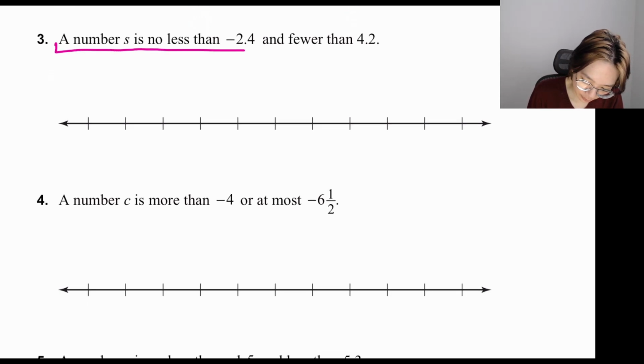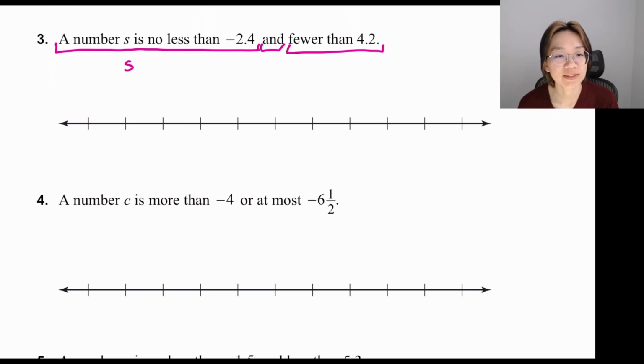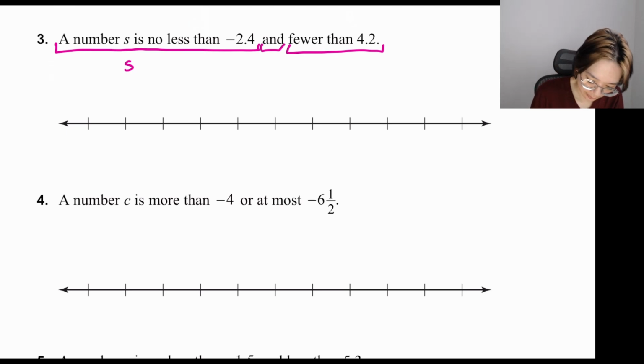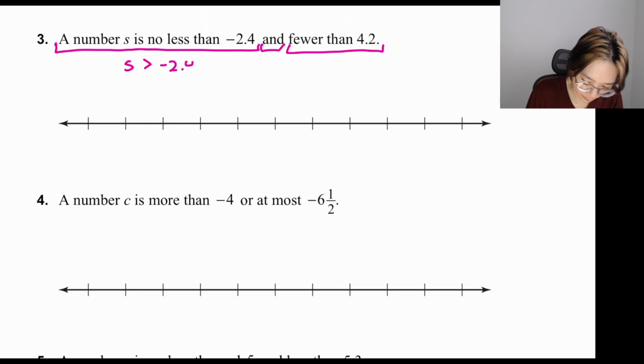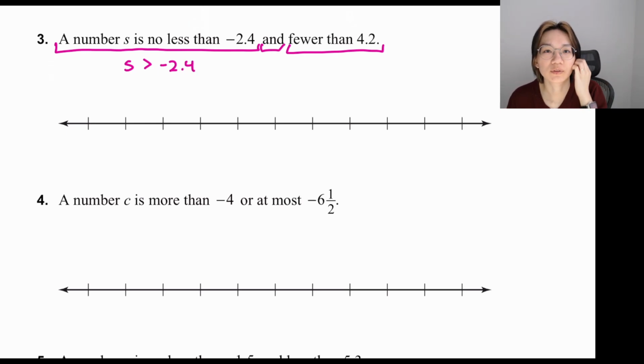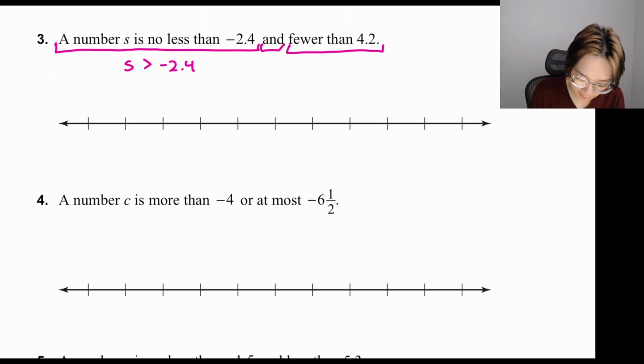Next one, a number s is no less than -2.4 and fewer than 4.2. So s is no less than. If it's not less than, it has to be greater than. So s is greater than -2.4. You might have noticed a cut earlier. I'm going to pause the recording again just to double check something real quick. Okay, I double checked. So it's no less than -2.4, which means it can be equal to -2.4, but it also has to be bigger than.